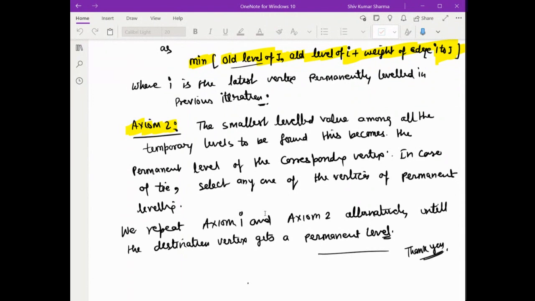We repeat axioms 1 and 2 until we reach the destination vertex. The other purpose is to give the permanent label to all the vertices. When we reach the destination, all vertices get the permanent label. Okay, so we start with one problem, so you can understand Dijkstra's algorithm through the problem.